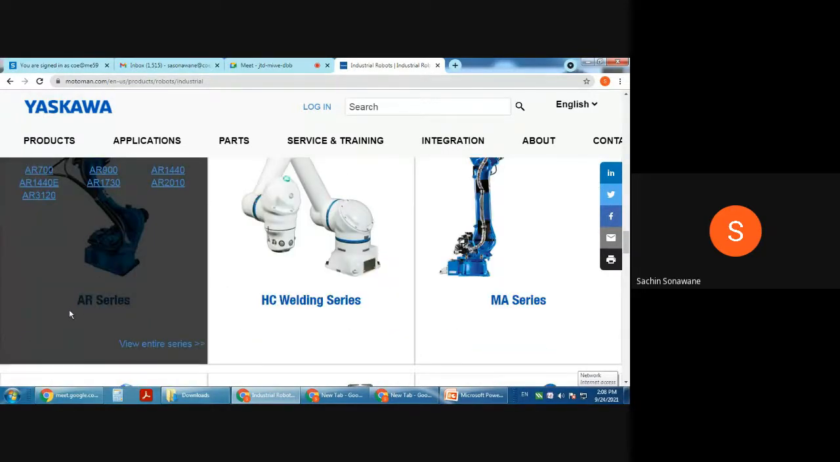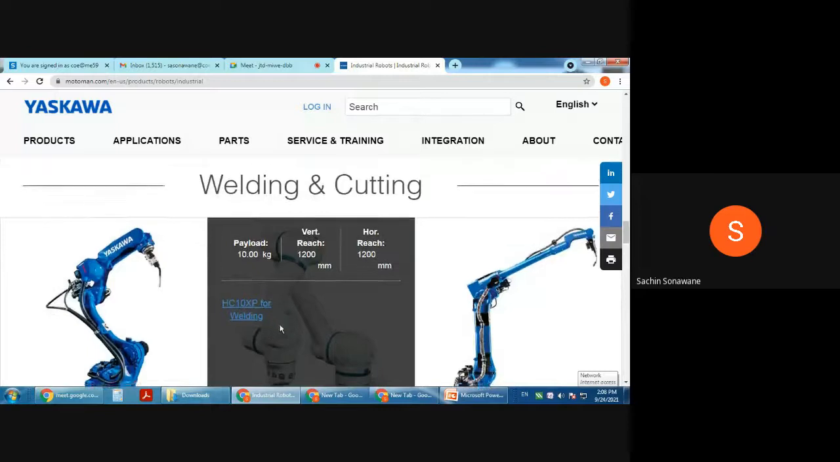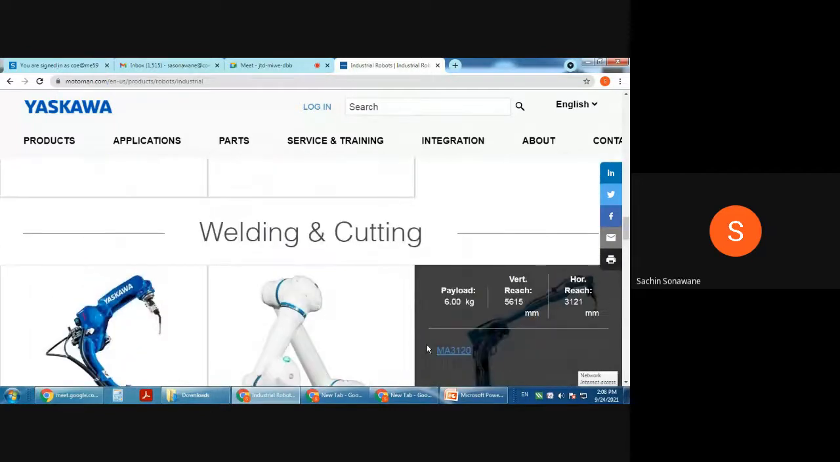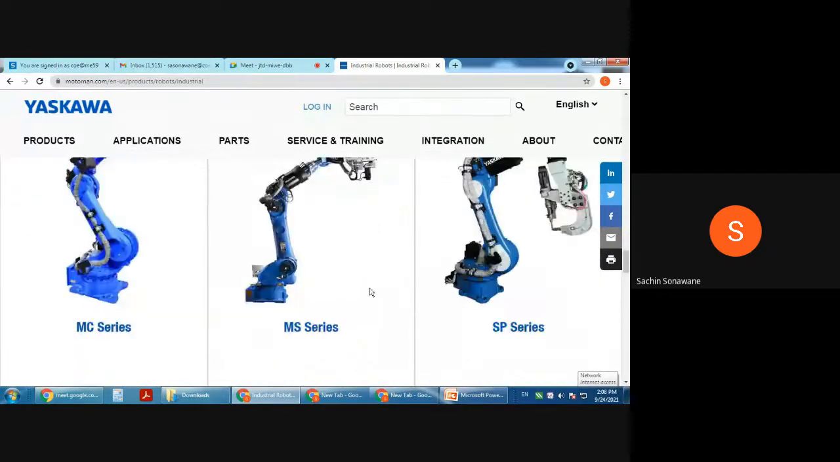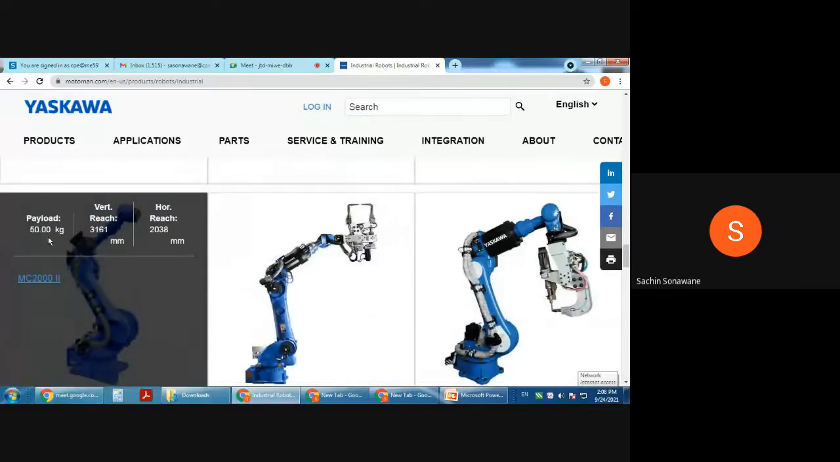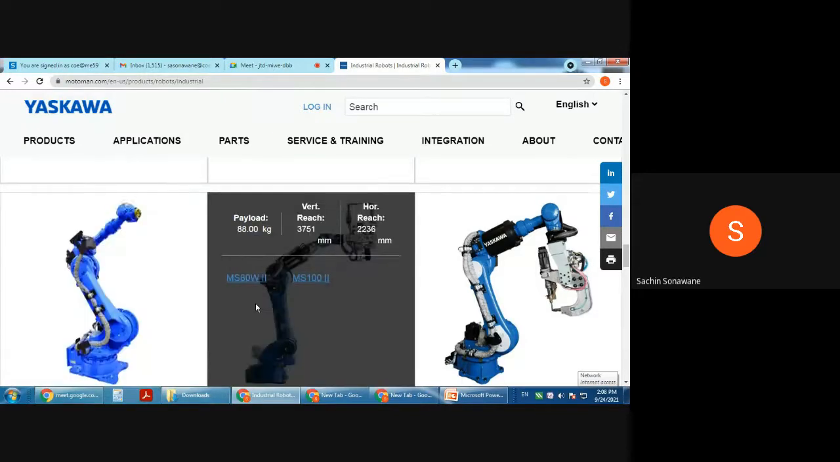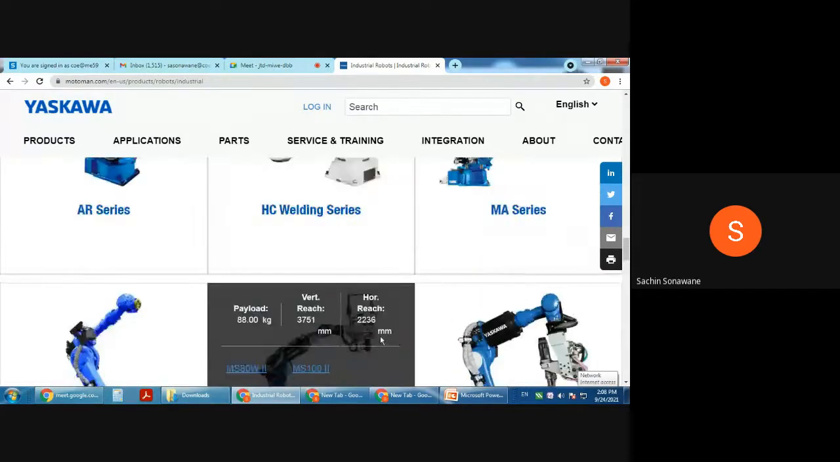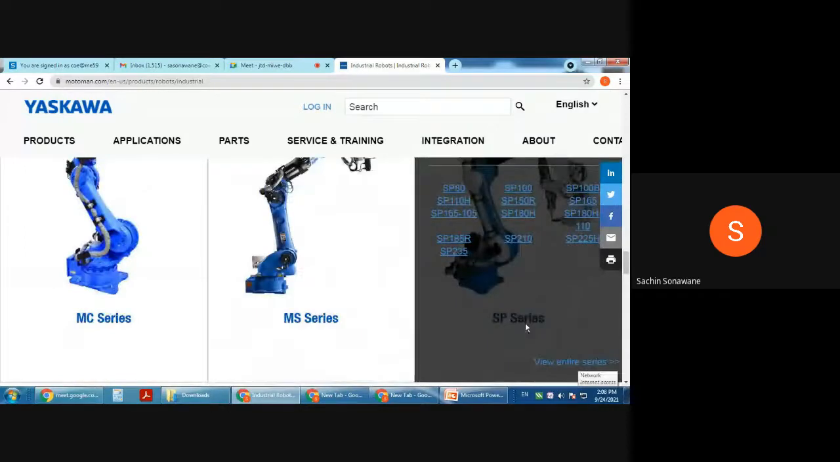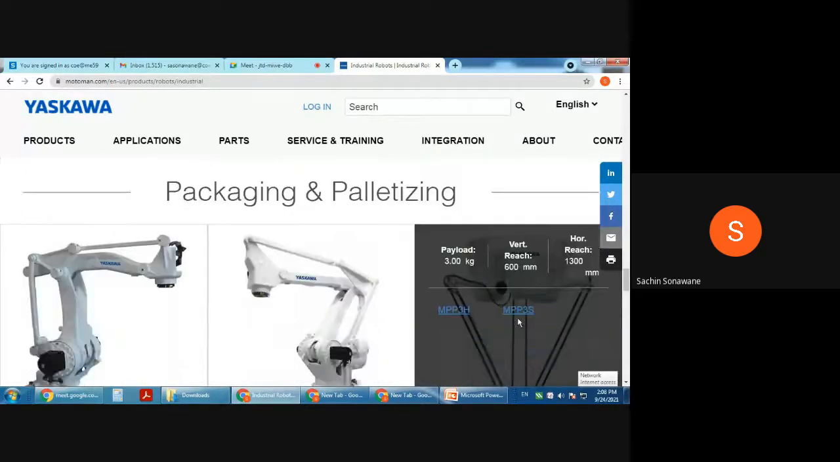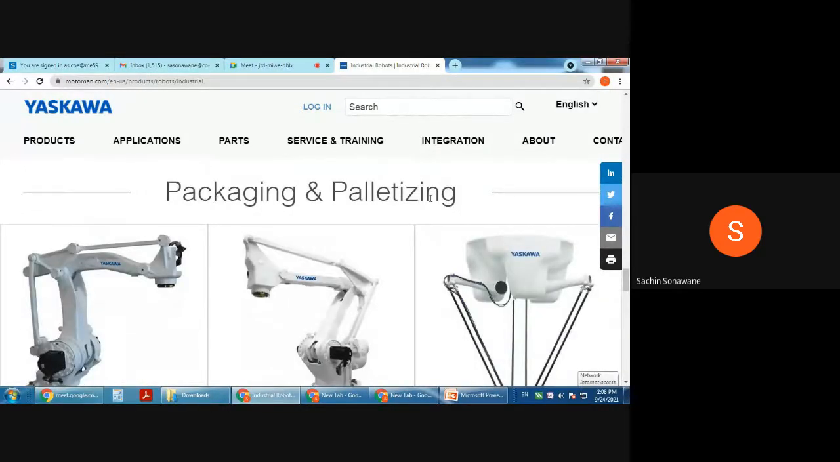AR series, HC welding series, MA series, MC series. See what is written here: payload 50 kg, vertical 3161, horizontal 2038 mm. Then next is MS series, SP series. For different applications, different robots are there, and for them different specifications are there.